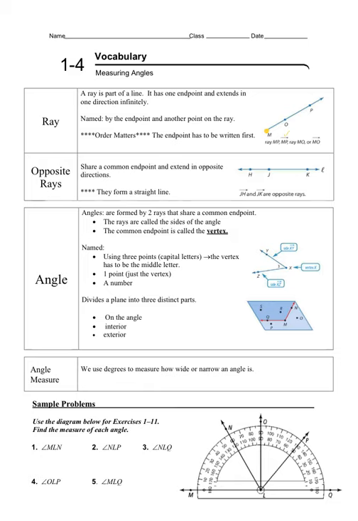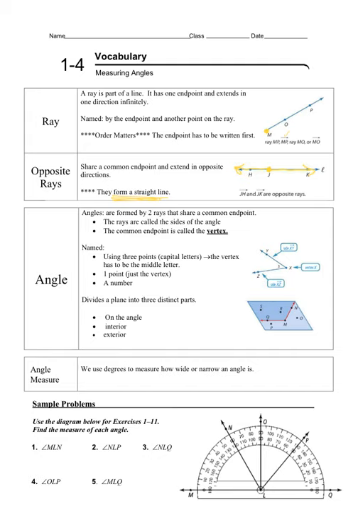Now, opposite rays are two rays that share the same endpoint but go in opposite directions. So in this picture, we see that J is kind of in the middle. So we would look at ray JK and we would look at ray JH. They both start at J. One goes to the left, one goes to the right. Now, opposite rays always form a straight line.